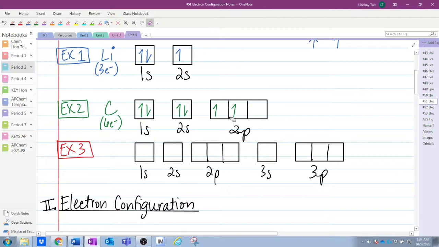All right, so that was Hund's rule. Spread them out before you double up. We didn't have enough electrons to double up, so that was a non-issue.